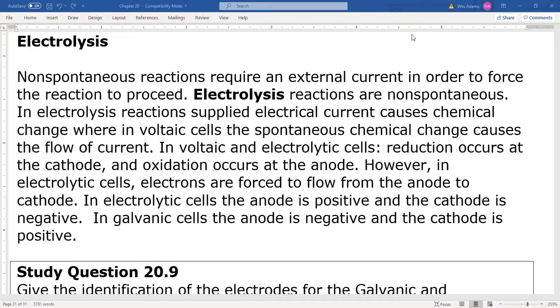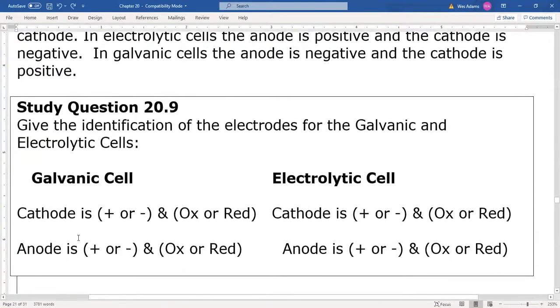So we supply the electric current and force it to flow in the opposite way as what would be the normal flow and cause the chemical reaction to occur. So reduction still occurs at the cathode and oxidation still occurs at the anode, but the electron flow is forced to flow from anode to cathode. And so the signs are reversed. In electrolytic cells, the anode is positive and the cathode is negative, where the reverse is true of a galvanic cell. So just to review that, we have a little question down here, which just asks for that.